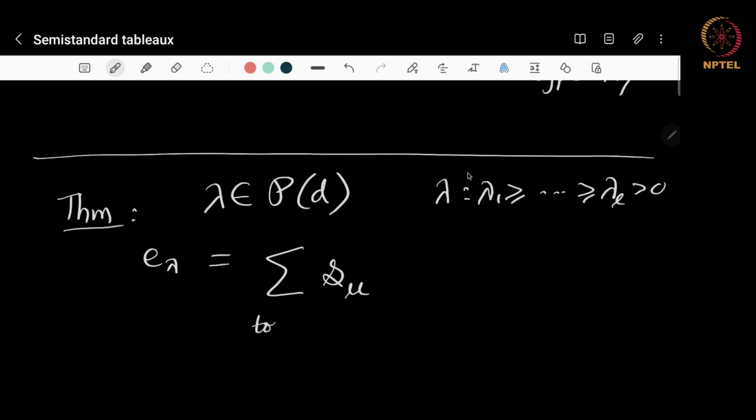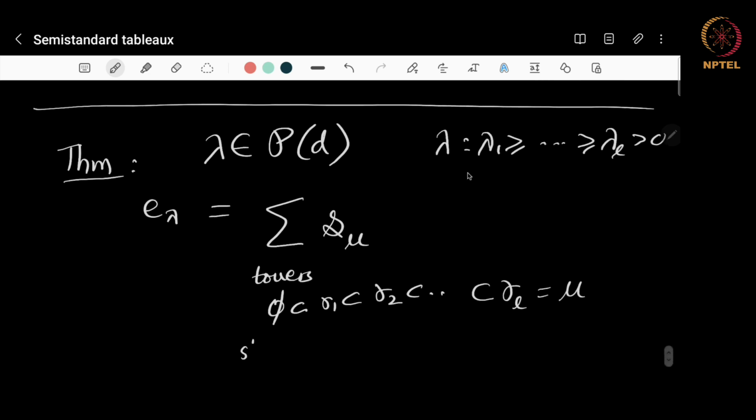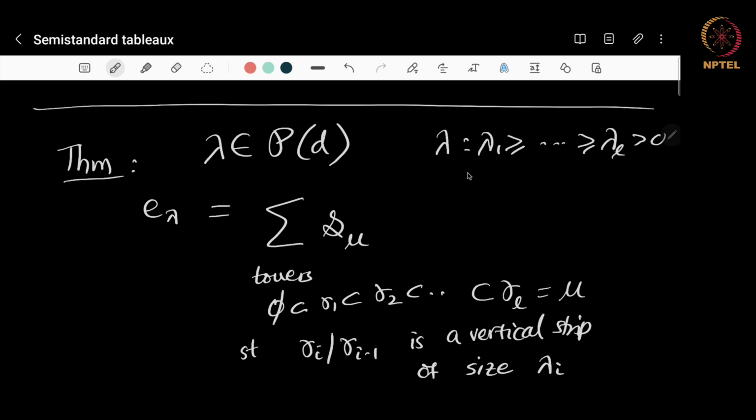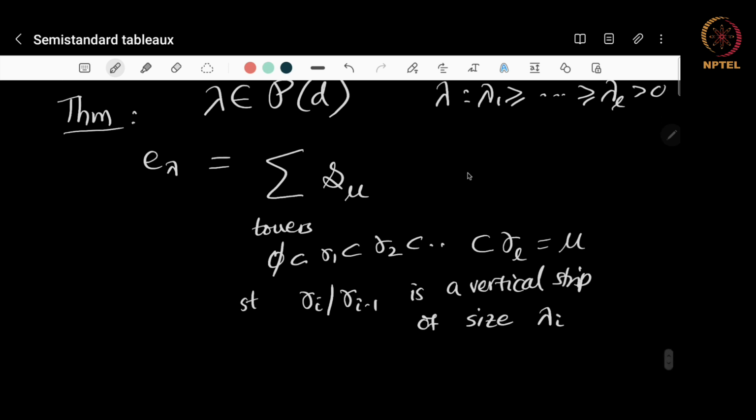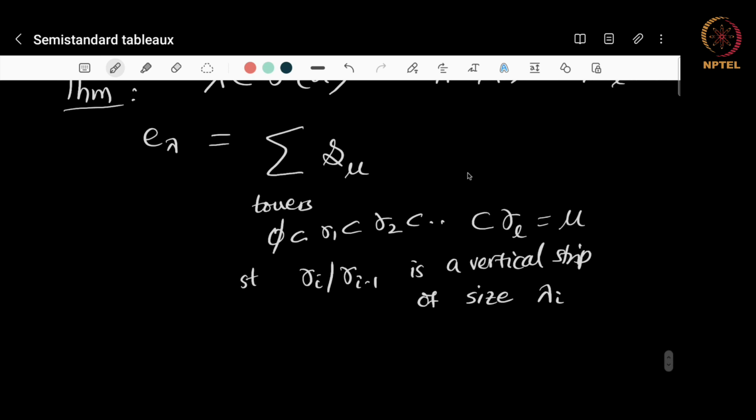The sum again is over towers of shapes, gamma 1, gamma 2, up to gamma L being mu, the final shape, such that gamma i minus 1 to gamma i is a vertical strip, not a horizontal strip anymore. It's a vertical strip of size lambda i. By the same reasoning, that's how the second Pieri rule works. You have to keep attaching vertical strips to the preceding shape.